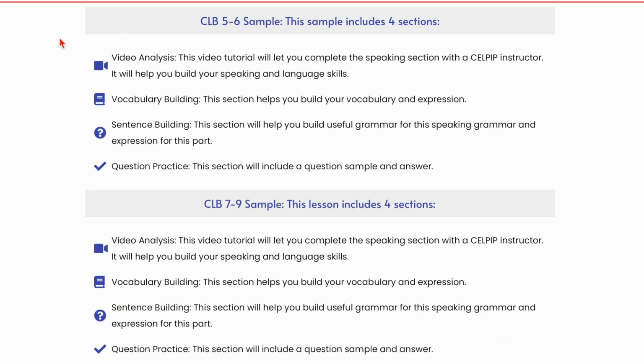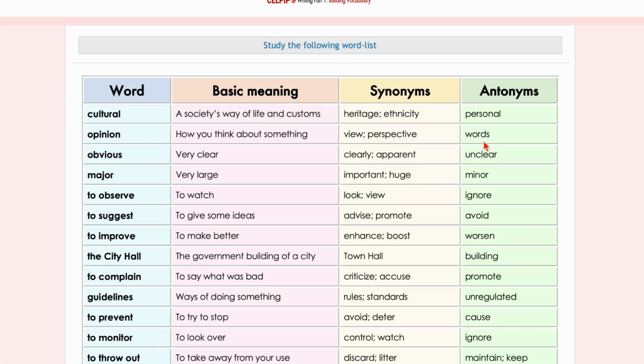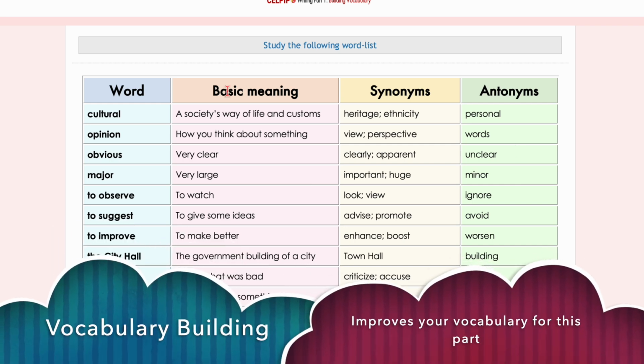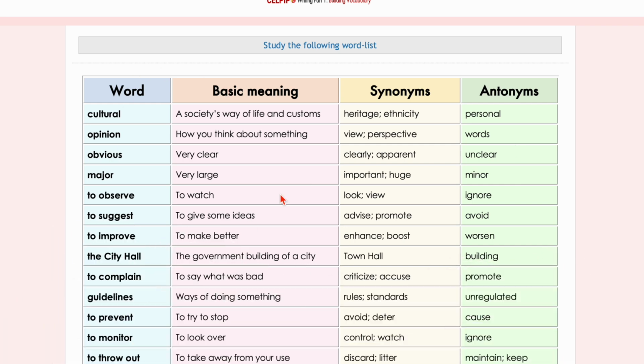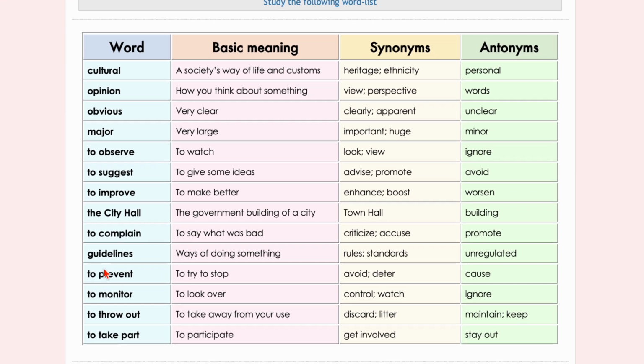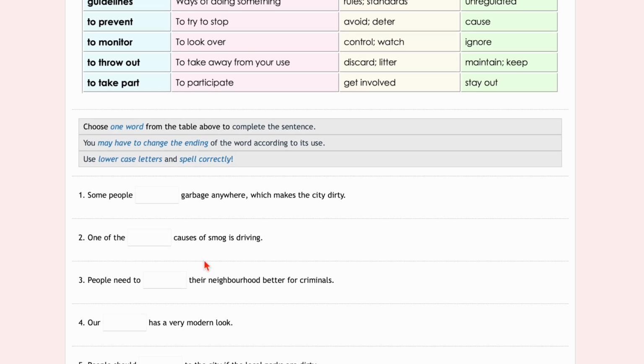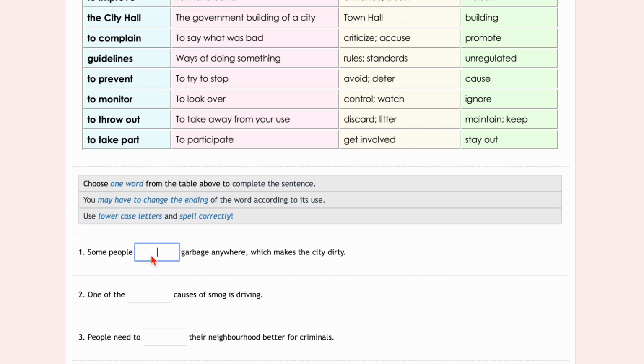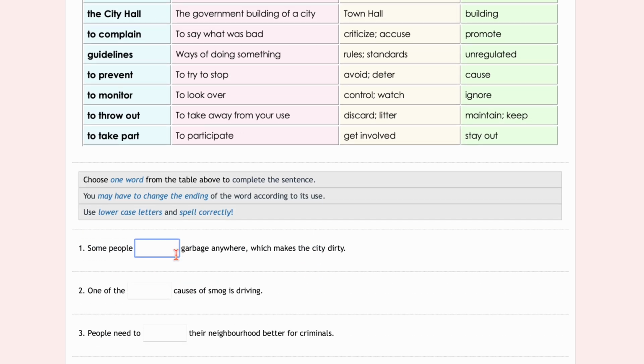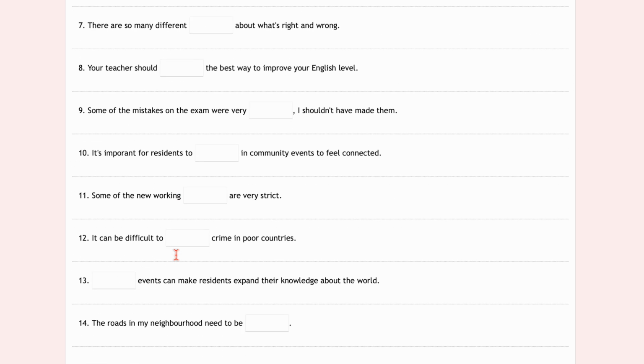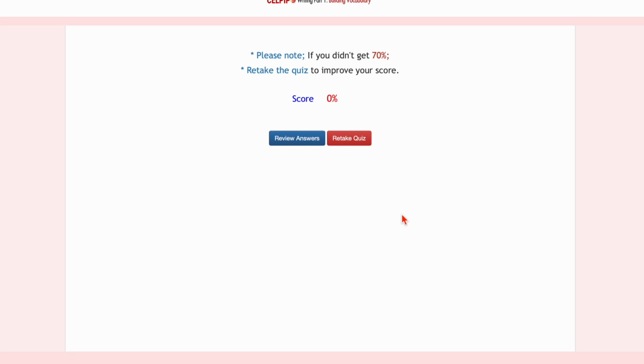All right, and then we do have 4 sections in here, the video that you're watching. Vocabulary building. Vocabulary building is a great exercise for you to improve your vocabulary. We have some words from this example, their basic meanings, some synonyms, some antonyms, and you should review the word list. And then after, you have this great exercise where you have to read the sentence and you have to put one word from the list to fit your sentence or to complete the sentence. Great exercise for you to improve your vocabulary.